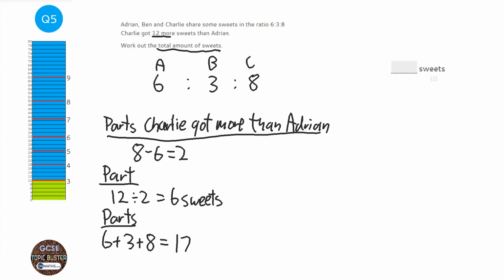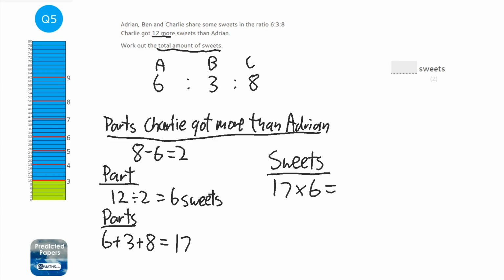Each of them is worth 6 sweets. So to work out the amount of sweets, we do 17 times 6. Now we could do 7 times 6, which is 42, 10 times 6, which is 60. So add the 2 together, it's 102. So there are 102 sweets altogether.